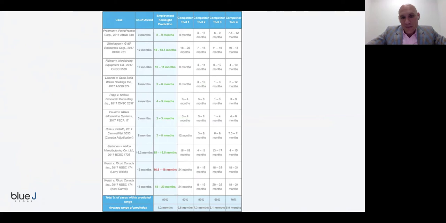What you see in some of the other tools is either a very high success rate and a very large range, like comparison tool number 2, a 90% accuracy, which is the same as Employment Foresight's accuracy, but a really yawning range of prediction, over 7 months. Obviously it becomes a lot easier to predict what a court's going to do as you lengthen that reasonable notice period. Some of the tools have a very narrow range, like comparator tool number 1, where the average range of prediction is really tight, only 0.6 months, but it's right only 40% of the time.